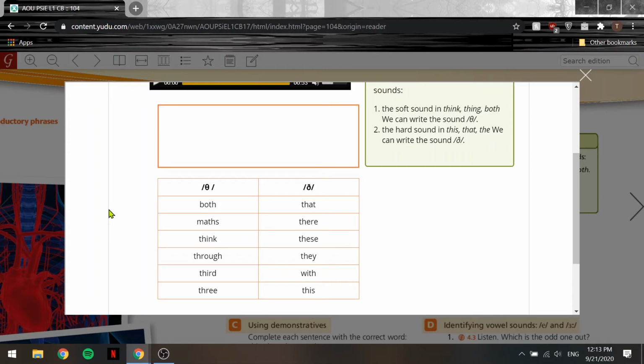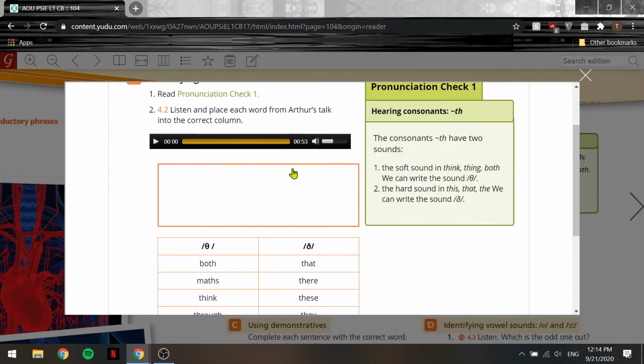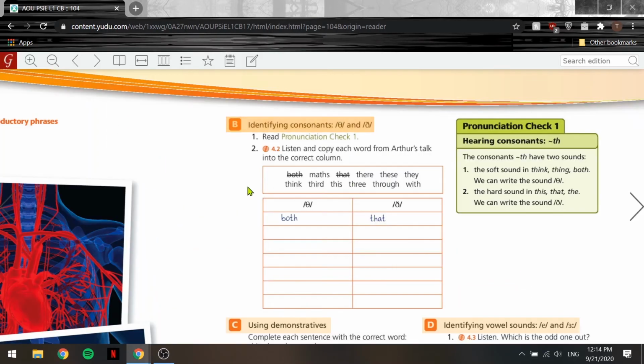Okay, so snake sounding ones, these are the words: both, maths, think, through, third, and three. And then for the hard sound, we have that, there, these, they, with, and this. Okay, now let's move on.